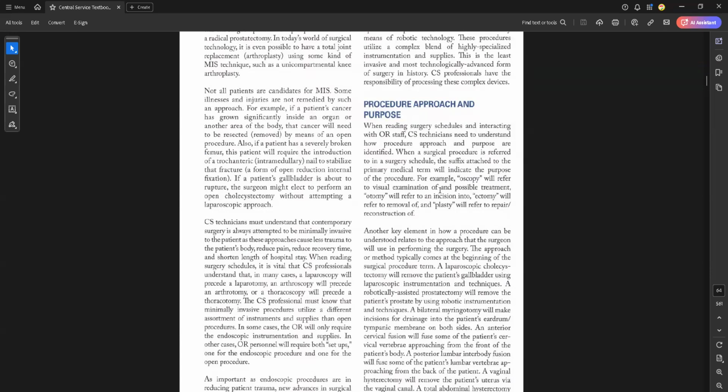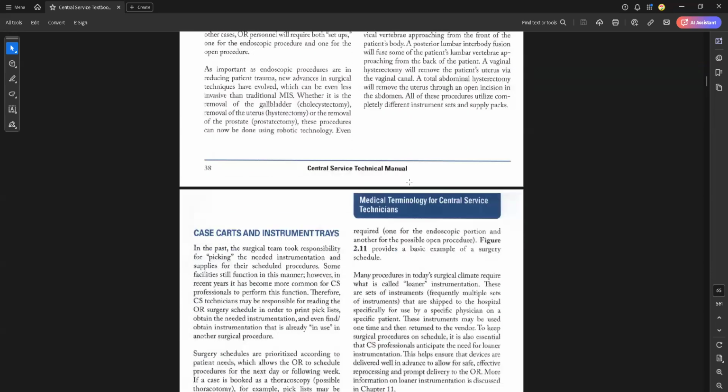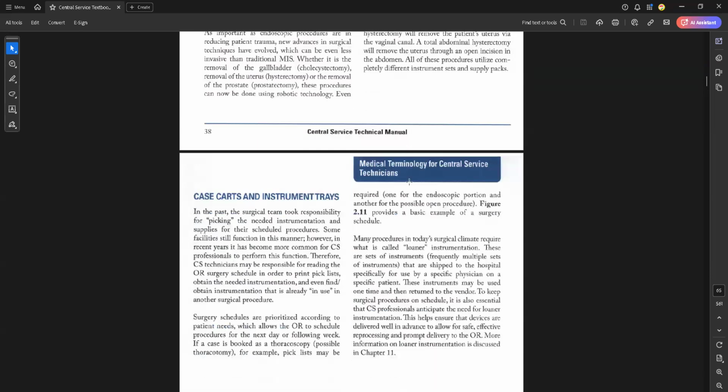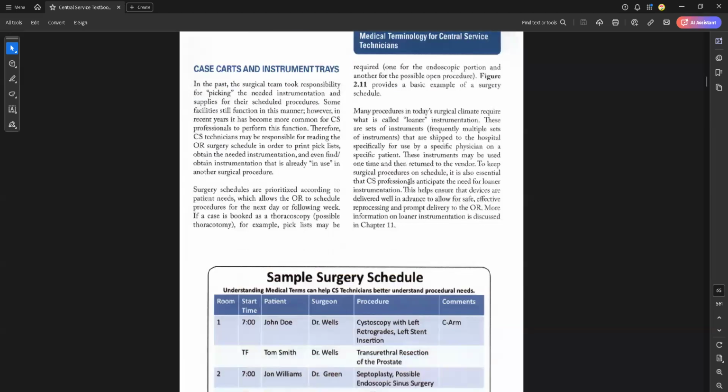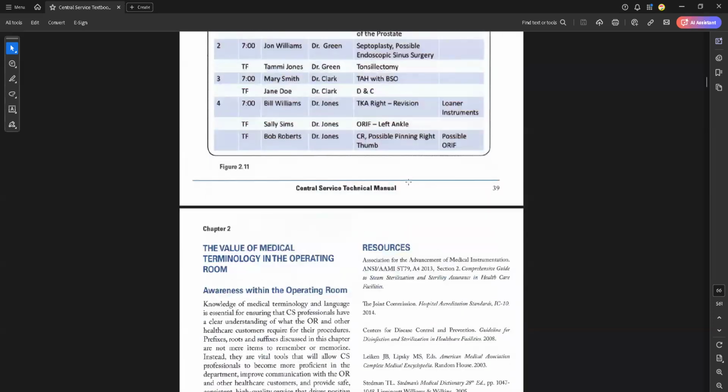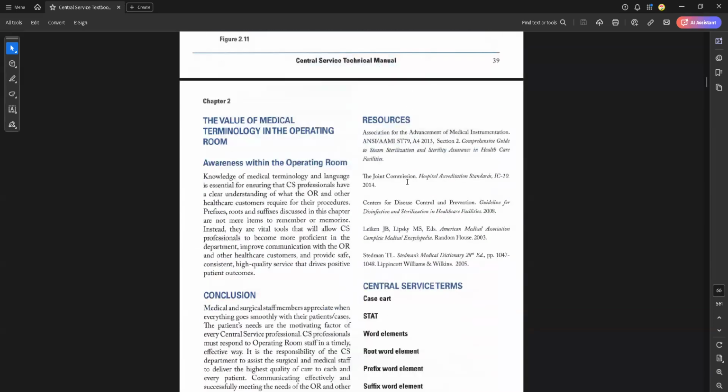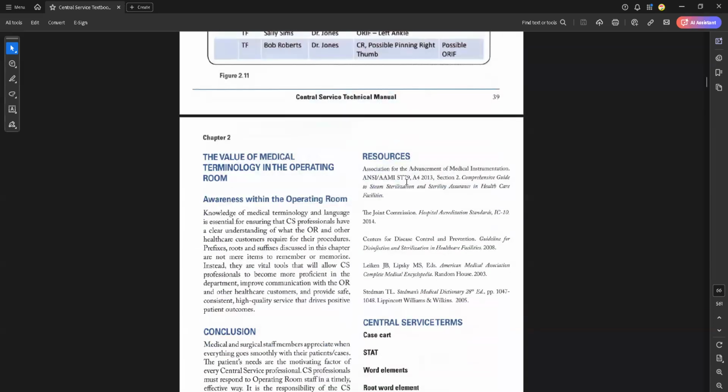Now, here also there is not much to talk about. What I said already is that you must try as much as possible to get yourself familiar with some of these terms, and case card and sample. Okay, let's go on. Come down a little bit.